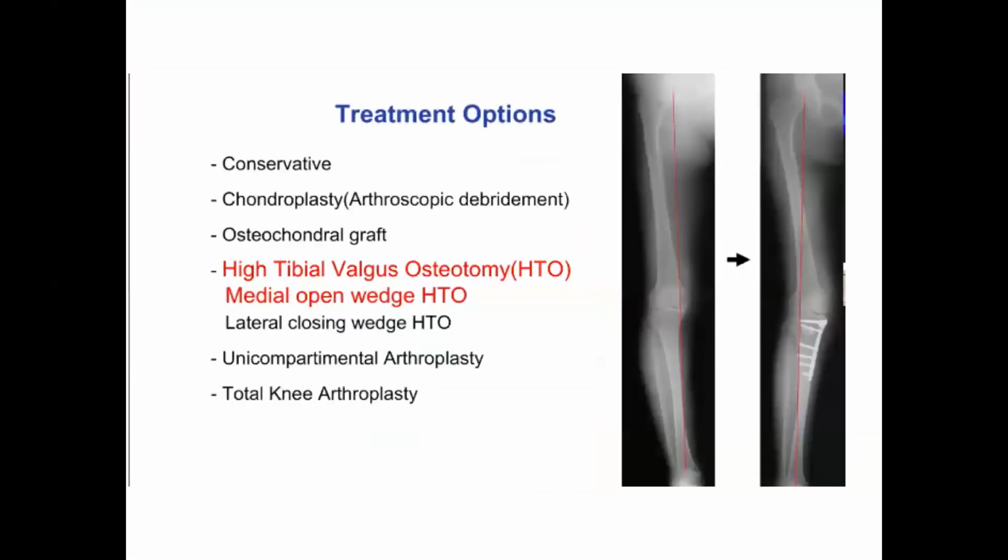The treatment options for those are conservative management, chondroplasty, that is arthroscopic debridement, osteochondral graft, tibial osteotomy, medial open wedge osteotomy, and lateral closing wedge osteotomy, unicompartmental arthroplasty, and total knee. Today we are going to talk about the tibial valgus osteotomy, open wedge osteotomy.